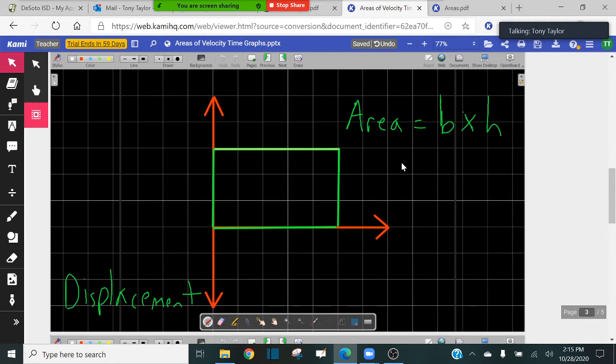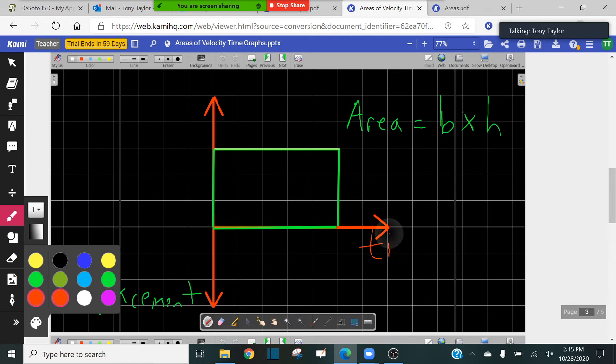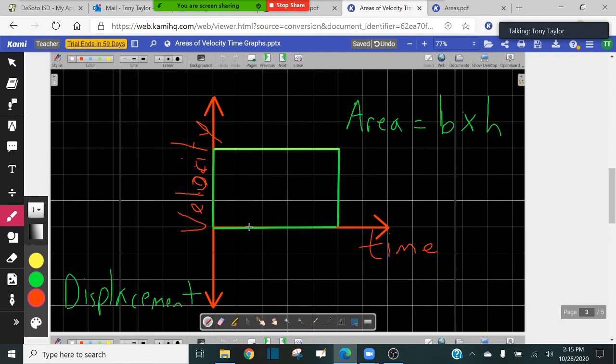Okay, so guys, I want to prove to you right now why, whenever you take the area of a velocity versus time graph, you always get your result in meters. Well, again, the area of a rectangle is equal to base times height. Let me fill out my axis here. So this is a velocity versus time graph. Along this horizontal axis, which is our base, what units are we plotting? Seconds. Because along the x-axis we're plotting time, and time is always in seconds.